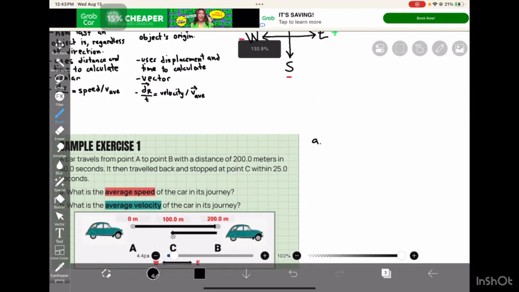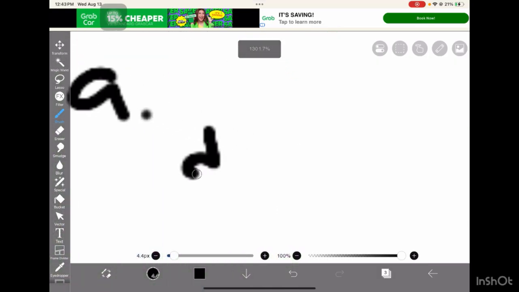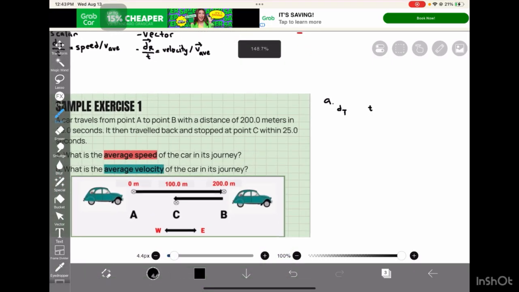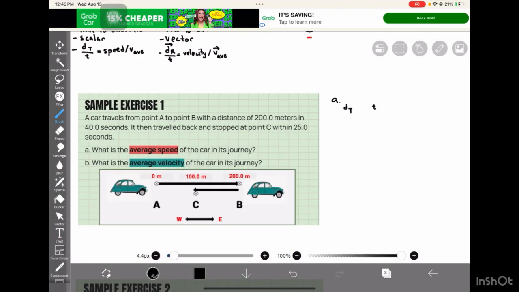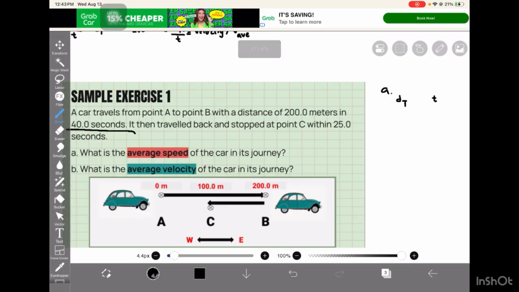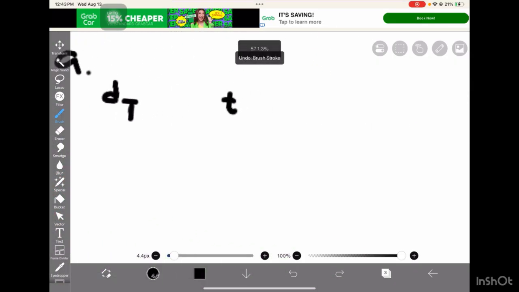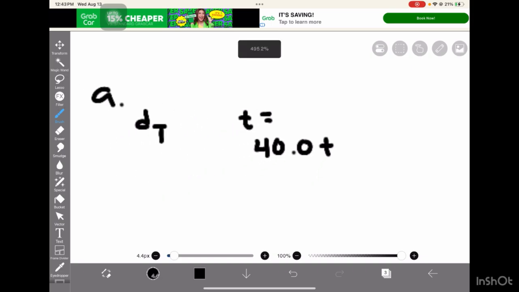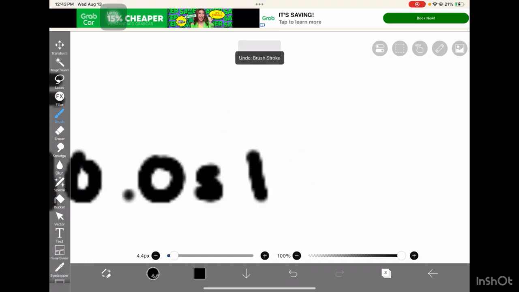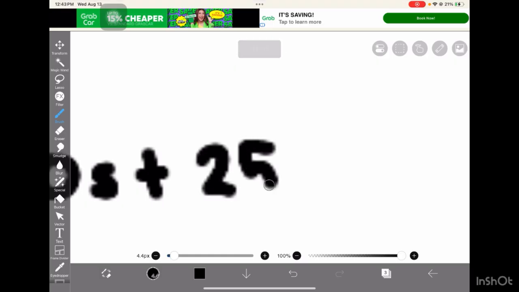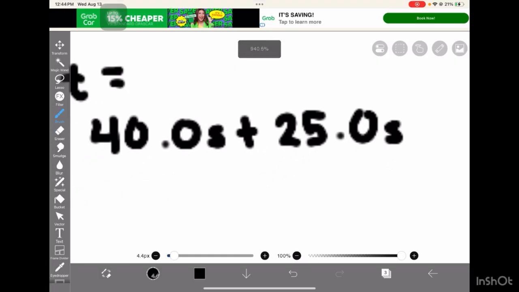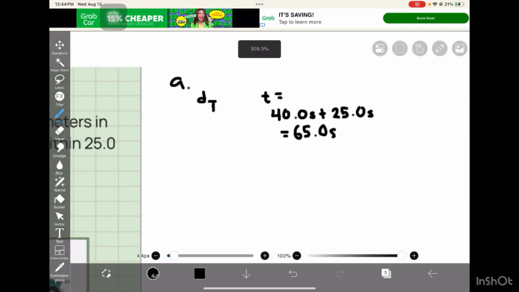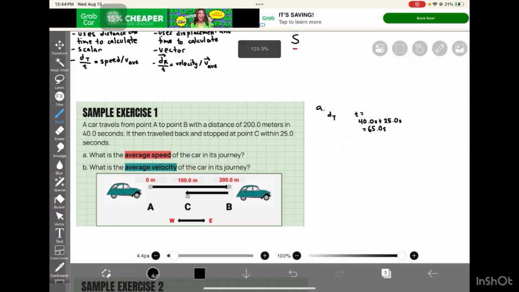To find the average speed, we need two things, the d sub t and the time. Time is given. We have 40 seconds and 25.0 seconds, right here and right here. So all you need to do is put 40.0 seconds plus 25.0 seconds is equal to 65.0 seconds. Remember, follow the significant figures.